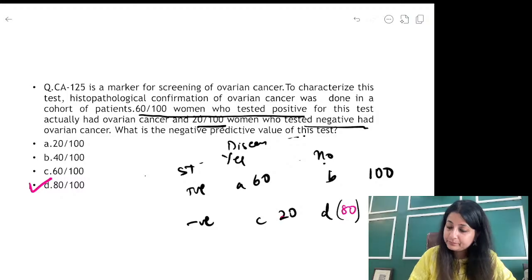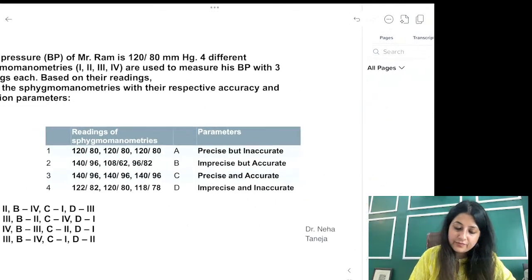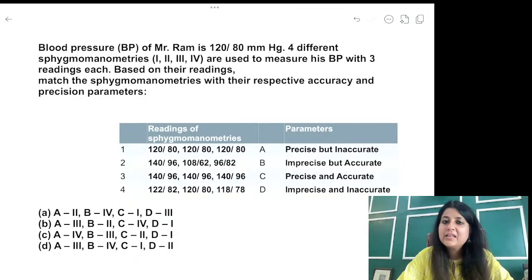Yes, we will have a numerical lecture. You don't have to worry. Alright guys, anybody has any doubt? Okay, one last question for the day. Can you identify this one? Think a little and mark it. What if they give you something like this?